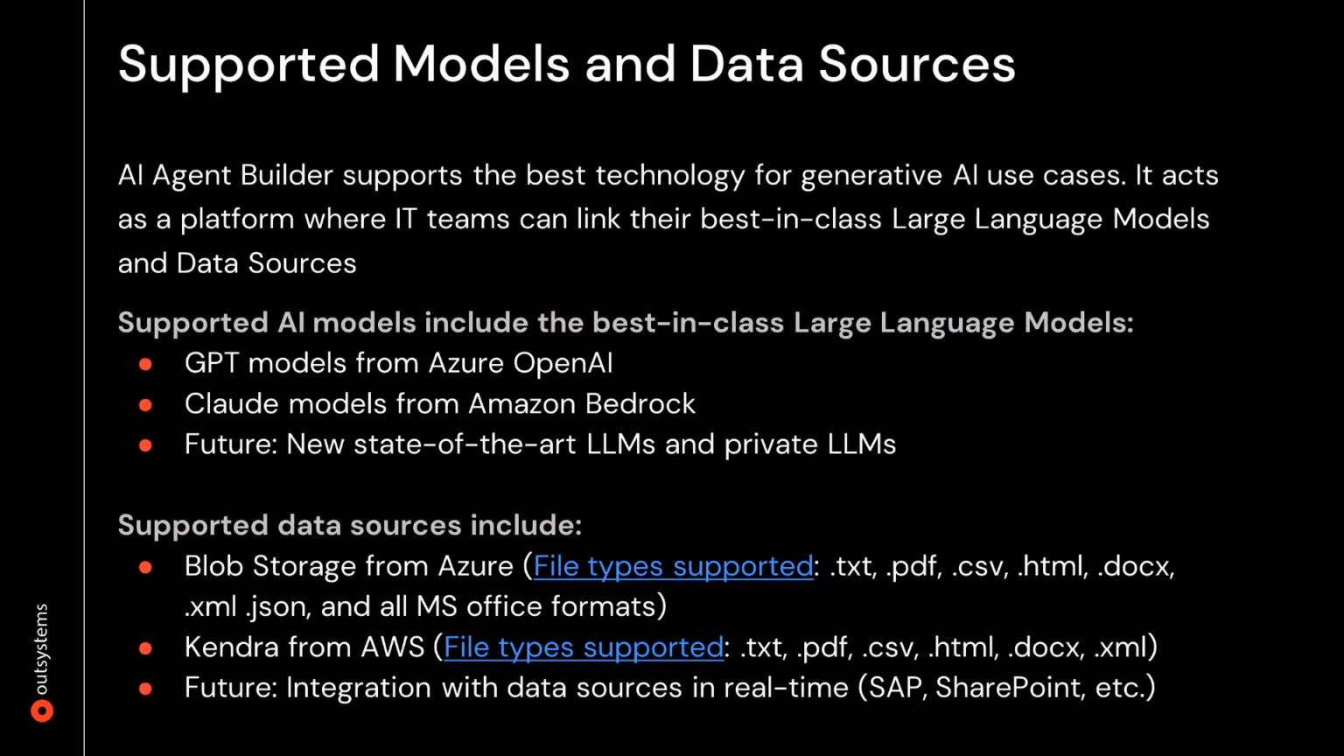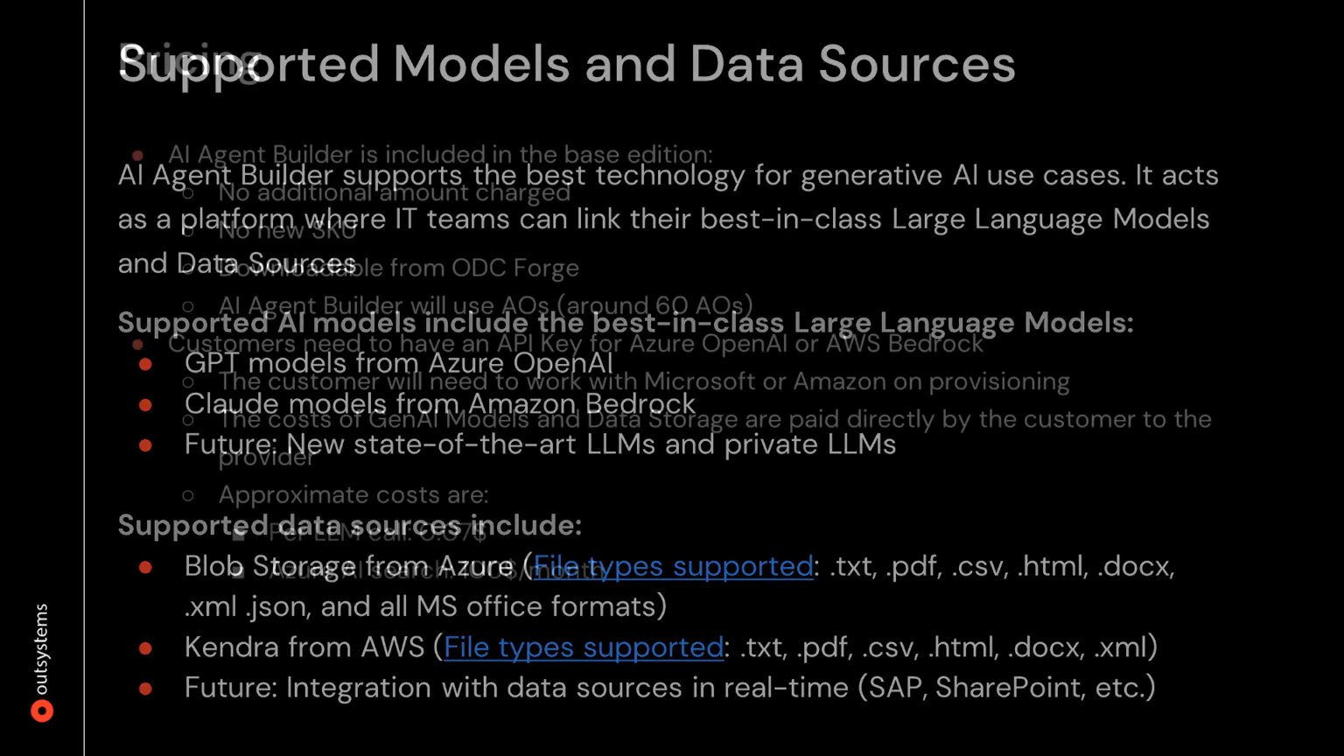OutSystems AI Agent Builder supports the best technology for generative AI use cases. The current supported models include GPT models for Azure OpenAI, Claude models for Amazon Bedrock, and the future roadmap will include new state-of-the-art LLMs and private LLMs. The current supported data sources include blob storage from Azure, Kendra from AWS, and the future roadmap will include integration with other data sources in real time.